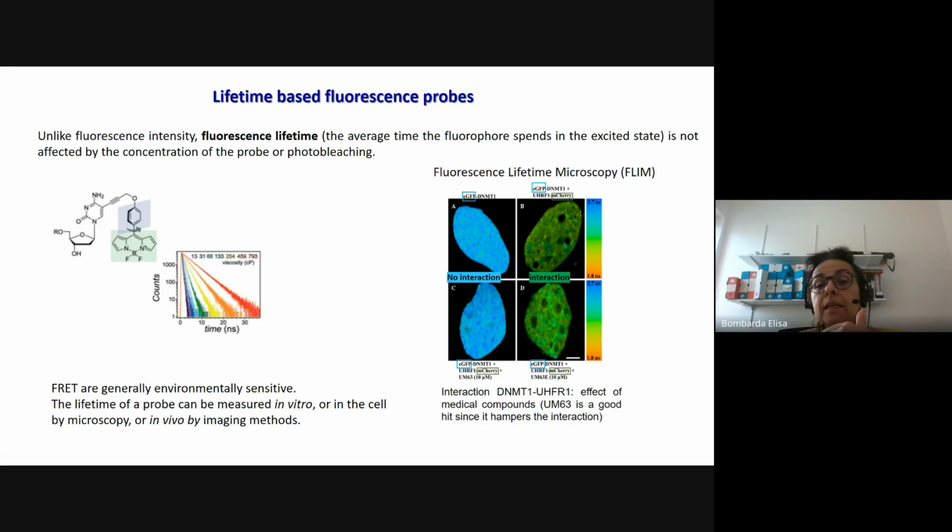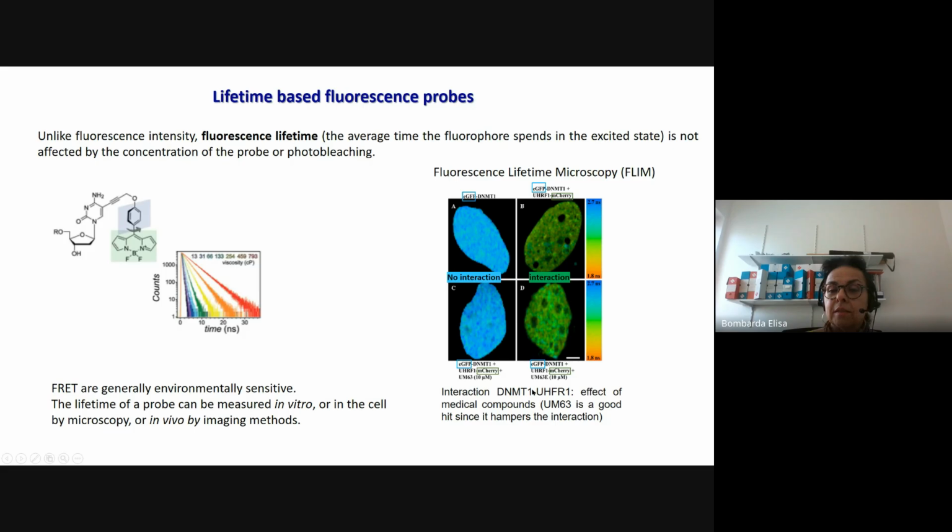So here, just briefly in this picture, you can see the interaction between these two proteins, NMT1 and UHRF1. In this case, the aim is to find a medical compound that can, how to say, interfere with the interaction of these two molecules.